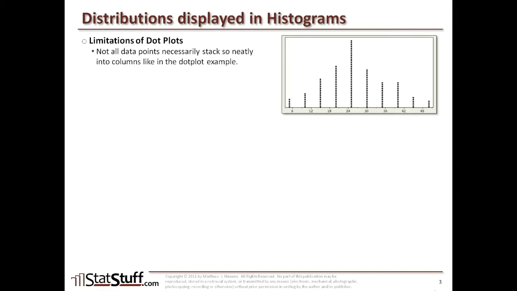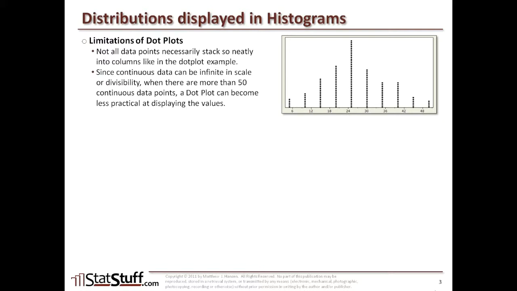Well, despite seeing the shape of a distribution showing up with the dot plots, there are a lot of limitations of the dot plot itself. For example, not all the data points necessarily stack so neatly into columns like in the dot plot example that we have. If you have a few data points, it might work well to use a dot plot, but if you're going to have more than 50 data points, then the dot plot itself is going to be very limited and a lot less practical at displaying all those values. So if you have more than 50 data points, you're probably better off using a histogram. And by default, I generally prefer to use a histogram anyway.